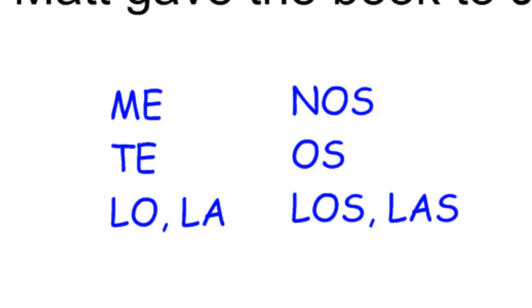So if lo and la mean it, what is the plural of it? I have students that say its. But no, you don't just add an s to make it plural. It changes to them. So me, te, lo, la: me, you, it. Nos, os, los, las: us, you guys, them. And you notice that it's lo and la, los and las. By this point, it would probably be pretty basic to figure out that lo is the masculine, la is the feminine.